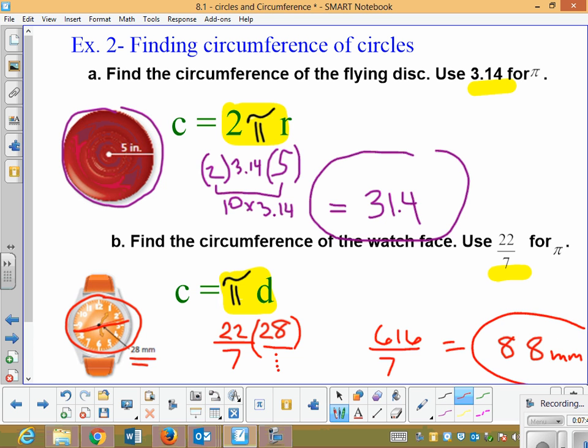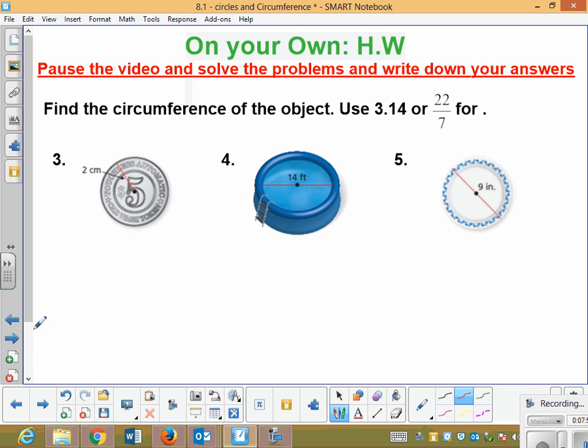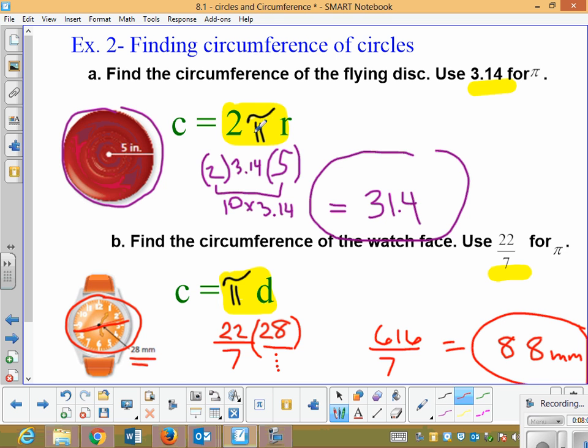Okay, so I would like for you to go ahead and try some examples in the next slide. Again, if I'm going too fast or if something doesn't make sense, go ahead and pause it and watch it again. Okay, go ahead and try 3, 4, and 5. In this case, you may use either 3.14 or 22 over 7, whichever one you feel comfortable with for pi. But make sure you use the formulas that we used in the last example, either 2 pi r or pi d. Again, use 2 pi r when you have the r, and pi d when you have the d.